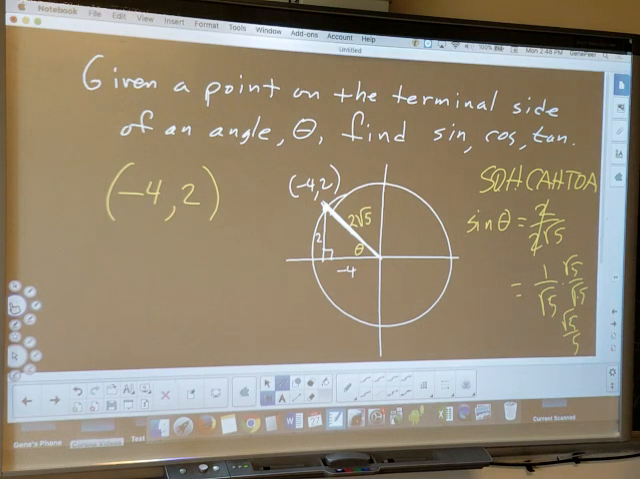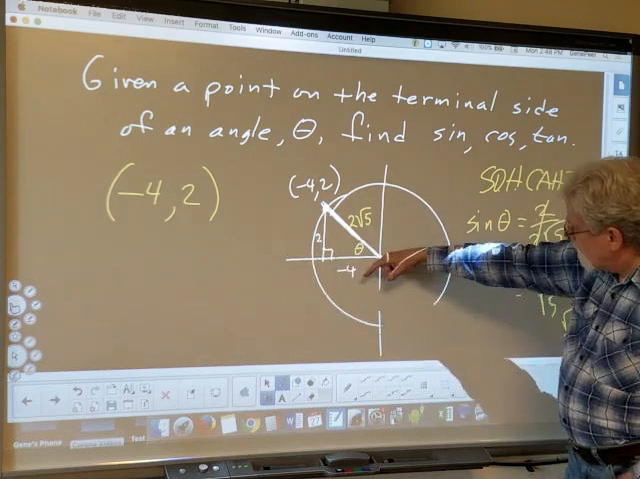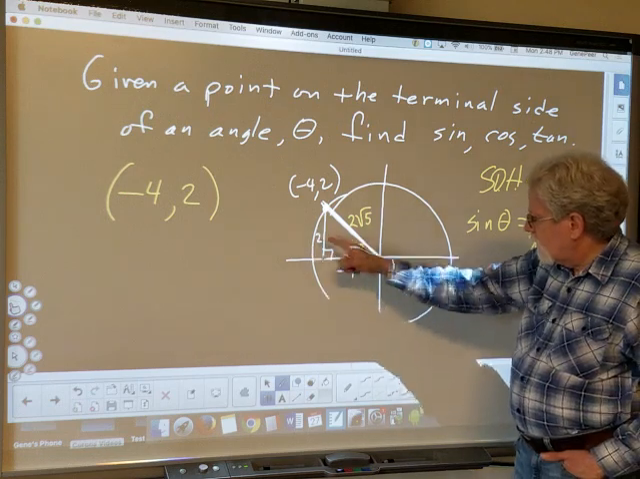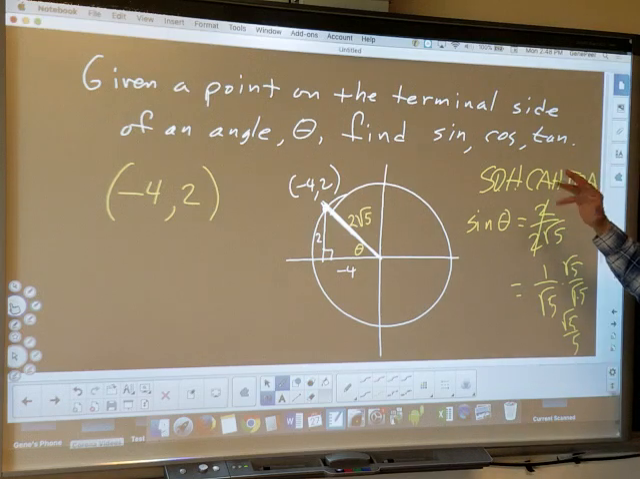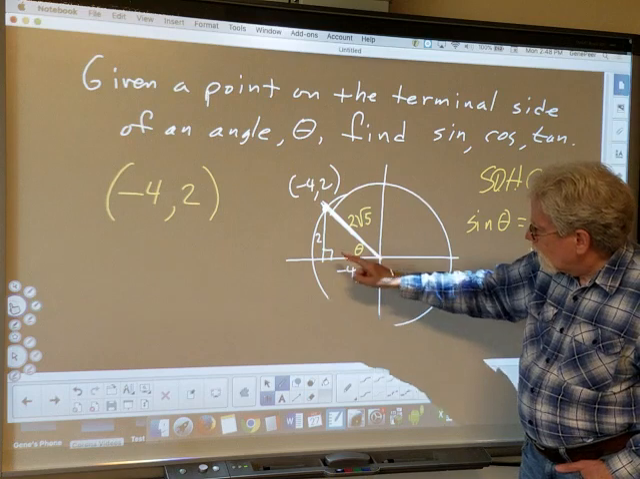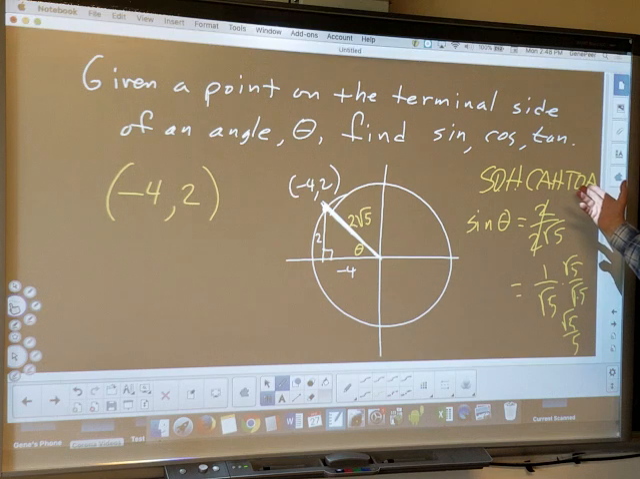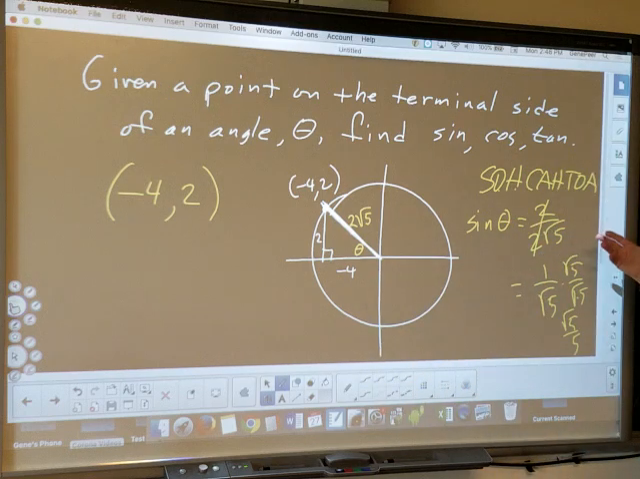We're done. Then for cosine, same thing. It's going to be adjacent over hypotenuse. Simplify. For tangent, it's going to be opposite over adjacent. That's just negative 1/2. Then the reciprocals: cotangent will be negative 4 over 2, or negative 2. Secant will be the reciprocal of our cosine answer. And cosecant will be the reciprocal of sine, which will be 2 square root of 5 over 2, or just plain square root of 5.